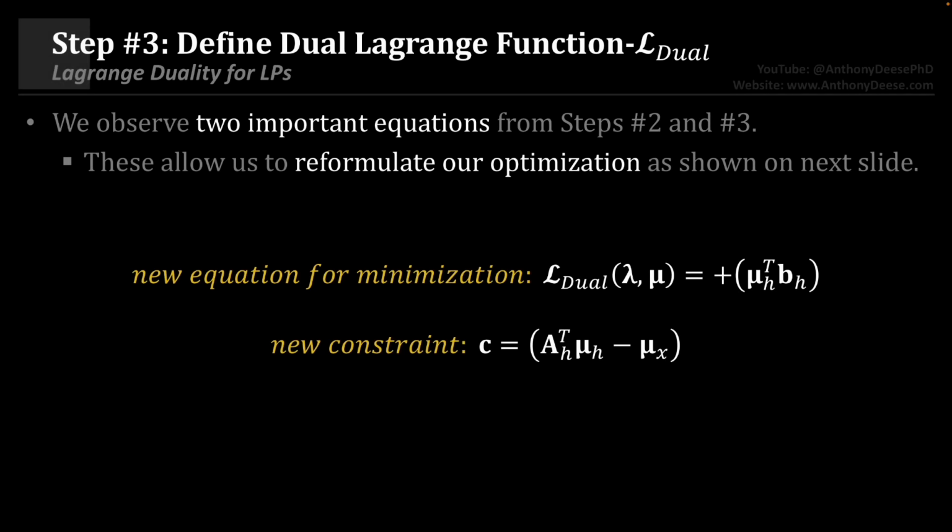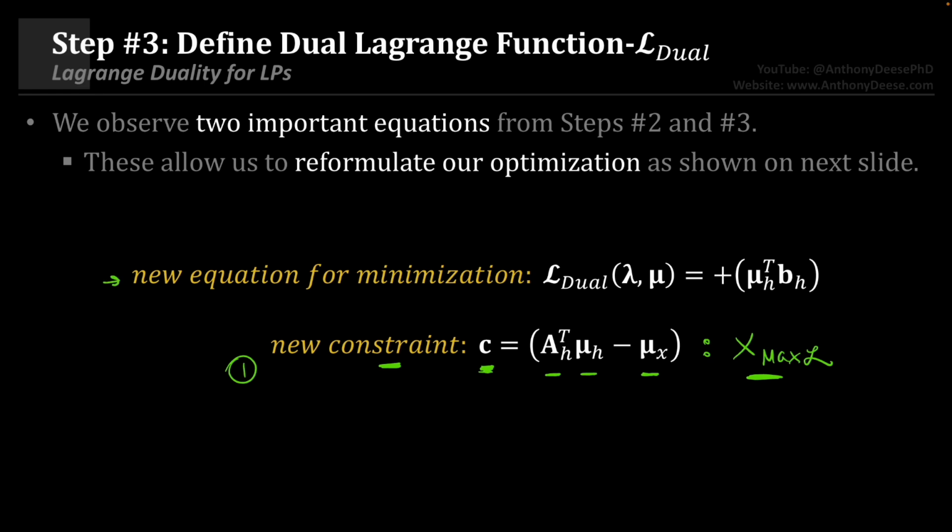So from steps 1 through 3, there are two important observations we can make, and they allow us to reformulate this optimization as shown on the next slide. I'm going to start from the bottom and go up. The first is we have this new constraint which defines what our x max L was. This constraint must hold in order to apply the stationarity condition of KKT. We know that C must be equal to A sub H transpose times mu sub H minus mu sub X. So this is a new constraint.